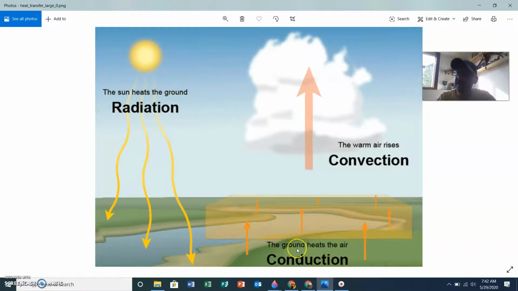That energy then gets transferred from the ground through conduction, right? So it conducts, direct molecule to molecule contact, to the air just above the ground. Now we have a collection of molecules that are going to move apart because they have more energy that's been transferred to them. So they become less dense than the surrounding air. They're going to rise up.